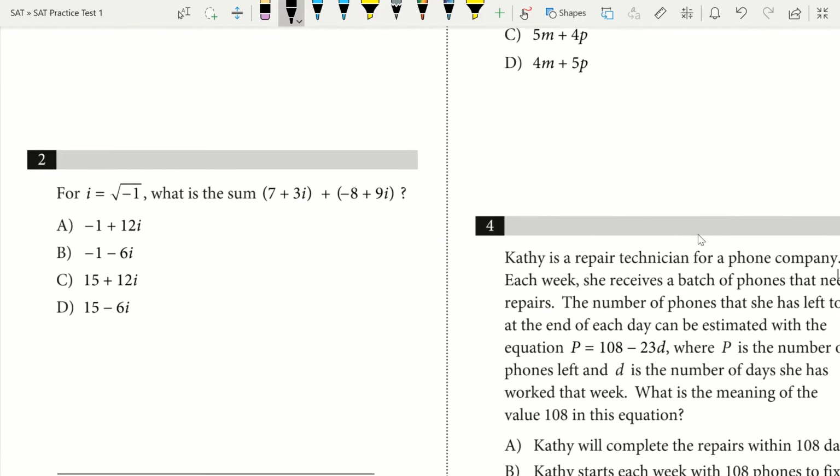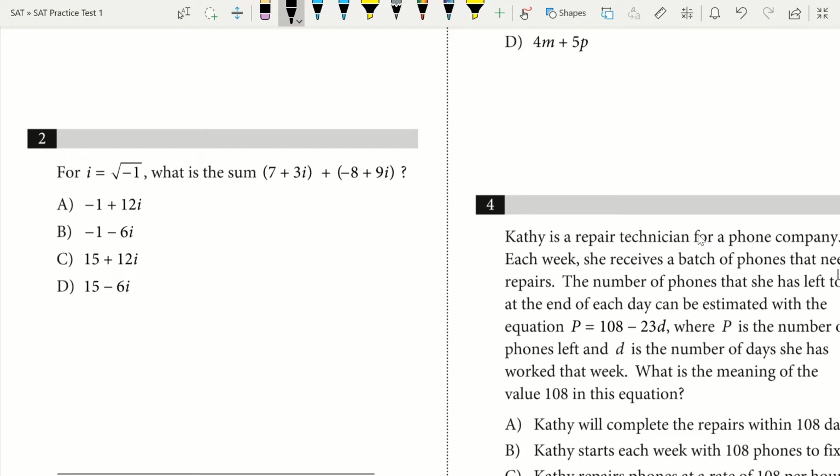Question 2. For i equals the square root of negative 1, what's the sum of 7 plus 3i plus negative 8 plus 9i? Well, 3i plus 9i, that's going to give me 12i. And then 7 minus 8 is going to give me negative 1. So I have negative 1 plus 12i. It's going to be answer A.